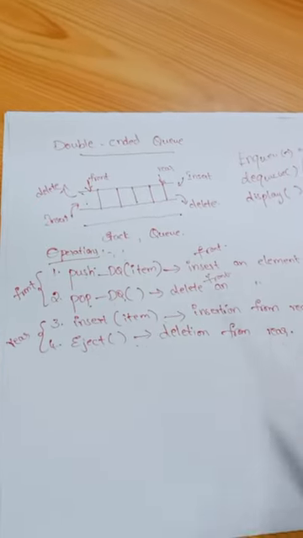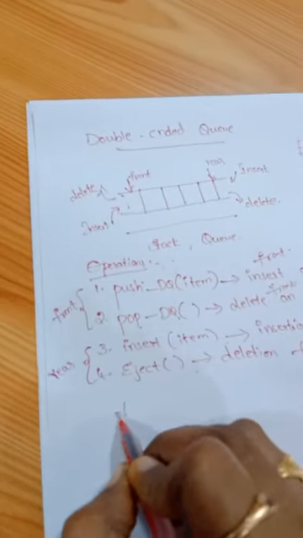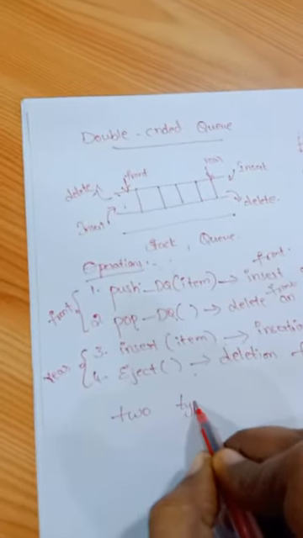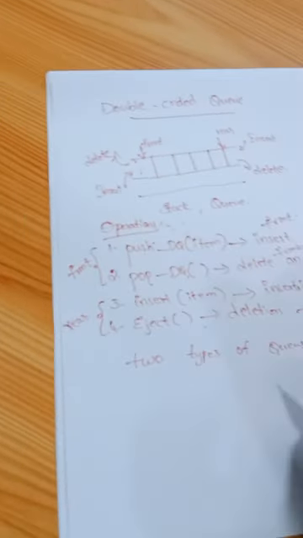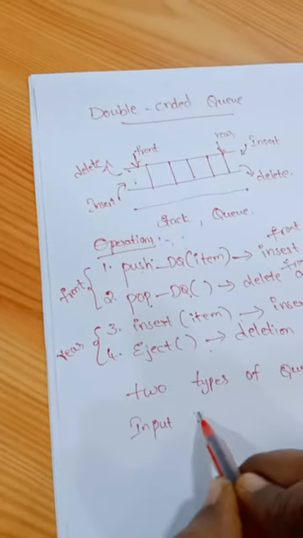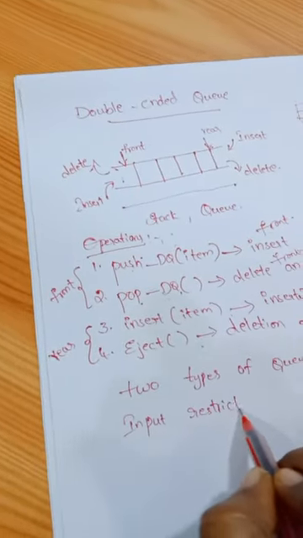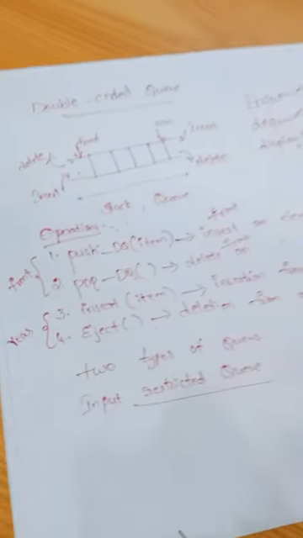In this double-ended queue we have two types of queues. The first one is the input restricted queue.